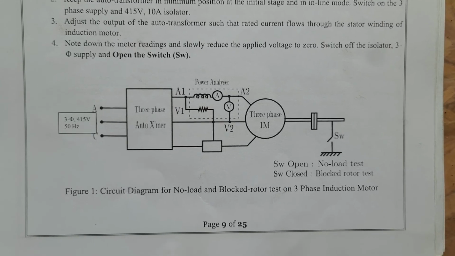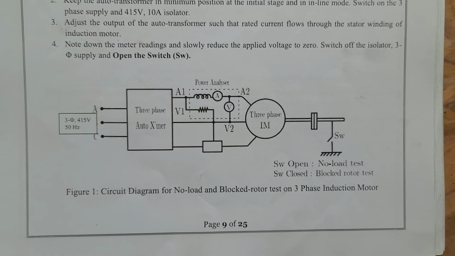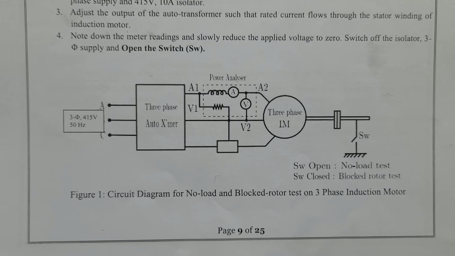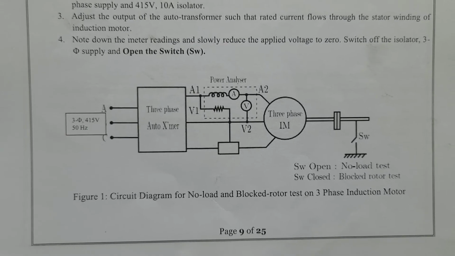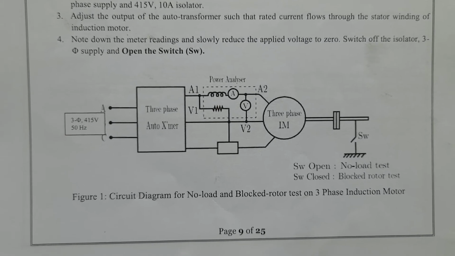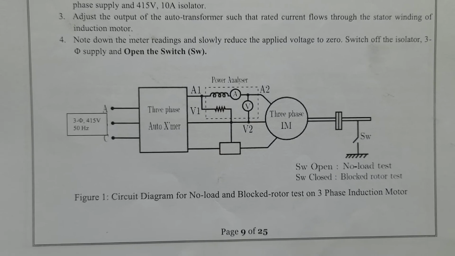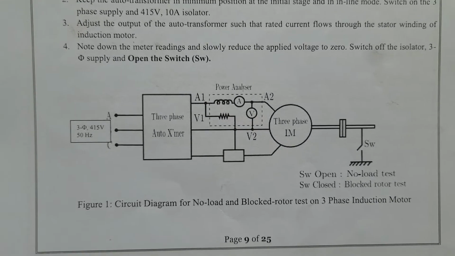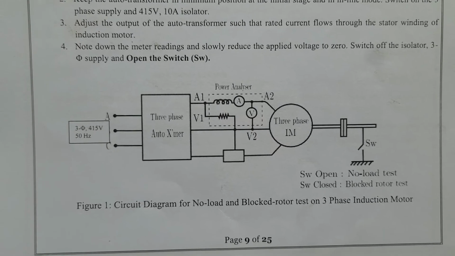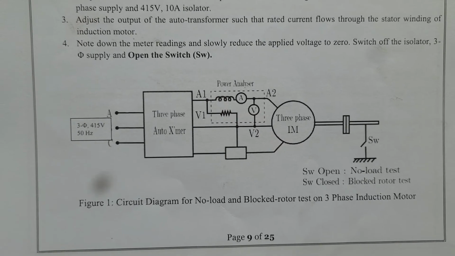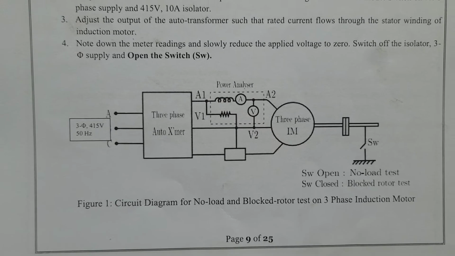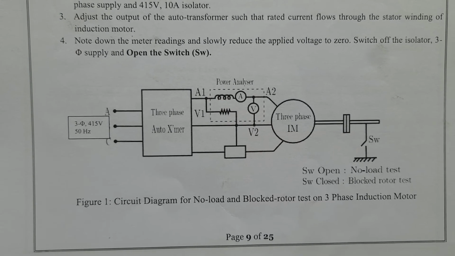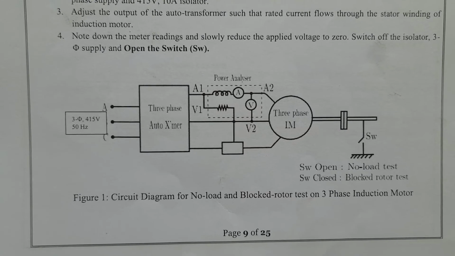This is the circuit diagram for the no-load and blocked rotor tests. The procedure for the no-load test is to apply the rated voltage of the three-phase induction motor, which is 415 volts, by using a three-phase auto transformer, and make sure that no load is connected to the three-phase induction machine, and observe the ammeter reading, voltmeter reading and wattmeter reading. This is the no-load test.